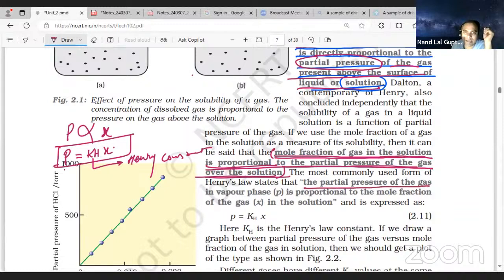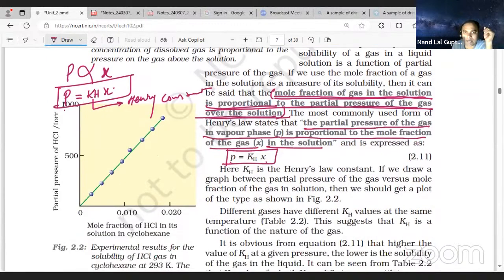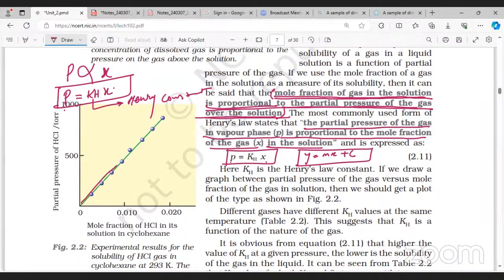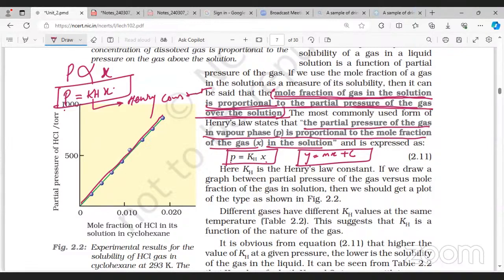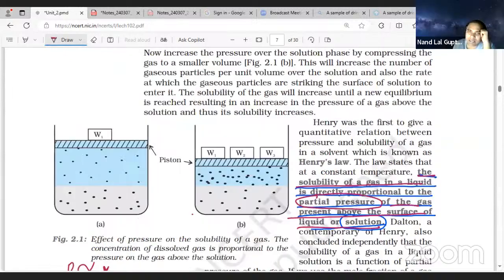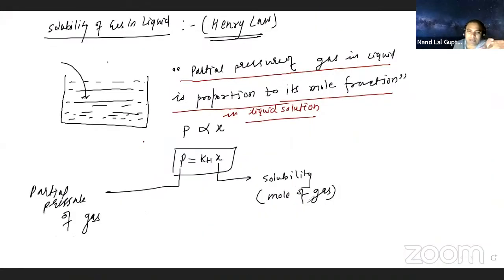Third statement, see: the partial pressure of the gas in the vapor phase is proportional to the mole fraction of the gas x in the solution. So P is proportional to x, and removing the proportionality sign, P equals KH x. If you correlate this with y = mx + c, what do you get? c is 0, so it starts from the origin, and you get a positive slope, right? Now what are the factors responsible for this? We are going to study the factors. Is this clear?